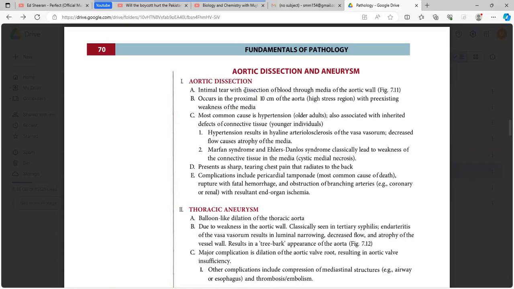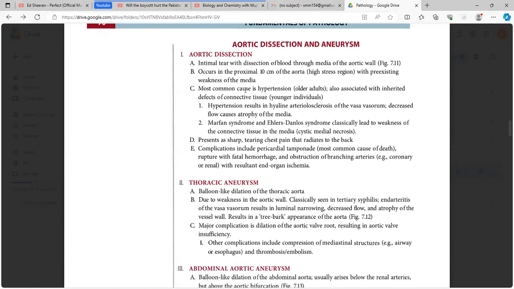This is the number one cause, and the other cause of aortic dissection is that there is an inherent weakness in the media because either there is less deposition of smooth muscle, or the person is suffering from inherited connective tissue disorders such as Marfan syndrome or Ehlers-Danlos syndrome, which are autosomal dominant disorders. What happens in aortic dissection is that the person has an extremely sharp tearing chest pain, and it radiates to the back. The frequent complications of aortic dissection are cardiac tamponade and hemorrhage.